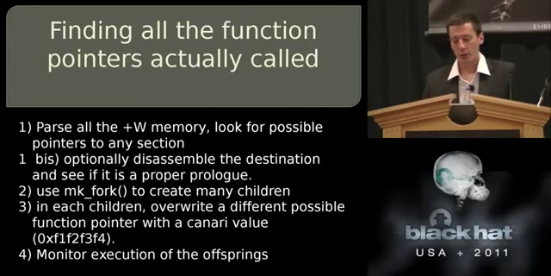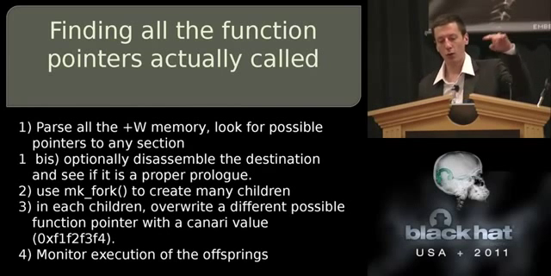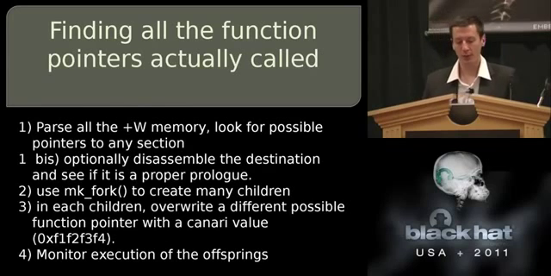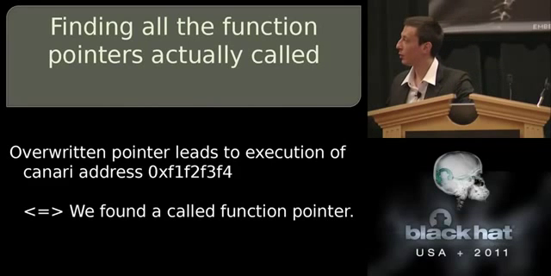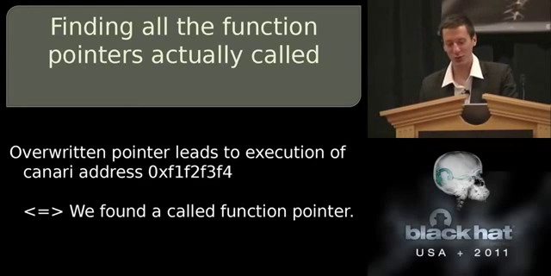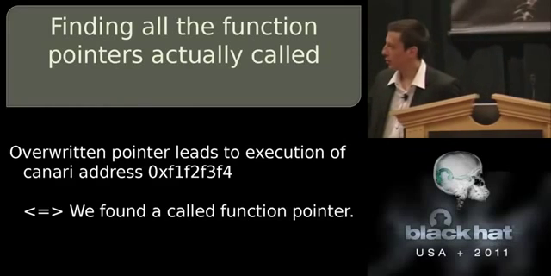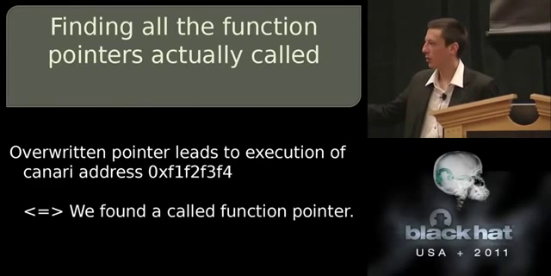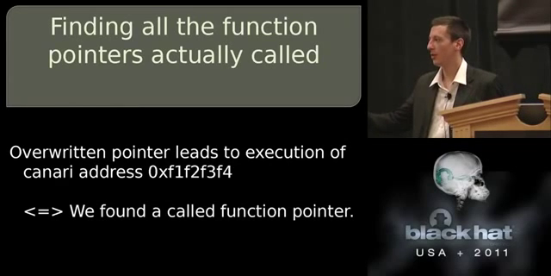And then we use the mkfork thing to create zillions of children. In each child, we overwrite with F1, F2, F3, F4 all those possible function pointers we found. And then we monitor execution of all of them. So if we end up in one of the offsprings executing memory location F1, F2, F3, F4, we just found a function pointer. Yeah, it's important to notice that it's equivalent. It's not possible to miss any function pointer if we proceed this way, right?